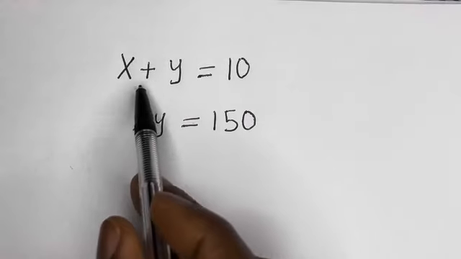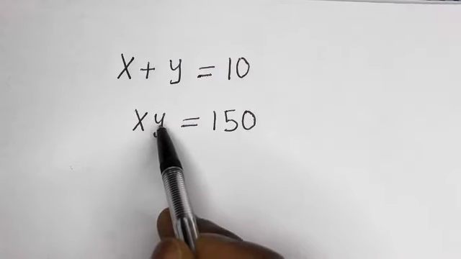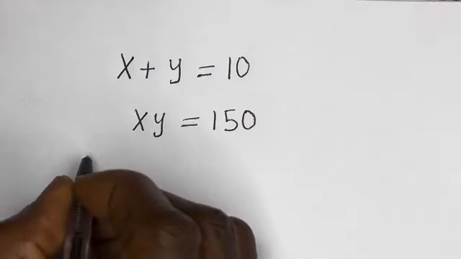Hello, how to solve for s and y in this equation? s plus y is equal to 10, sy is equal to 150. Solution.